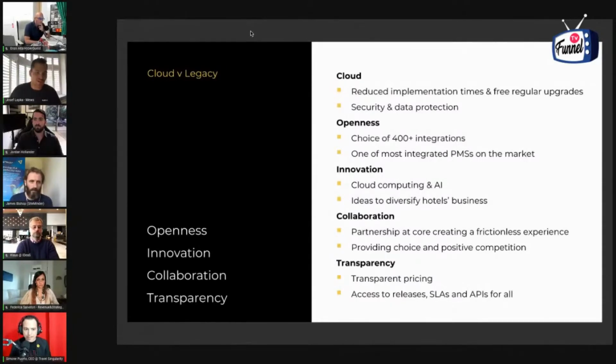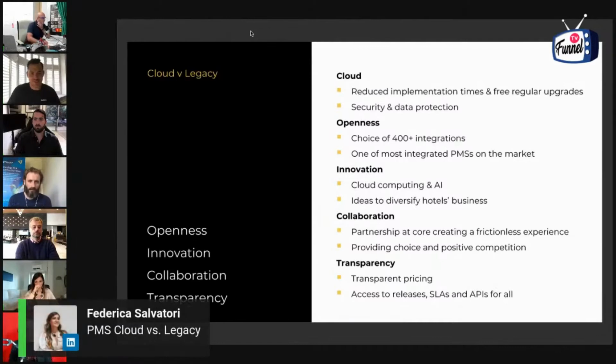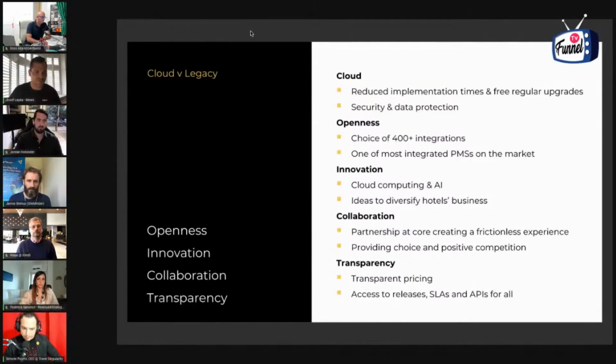Well, first of all, I can't mirror James more, to be honest, because he's spoken about the technology, but also about the values. And the main thing here is that the technology aspects that you can see there, the openness, innovation, collaboration, and transparency that I'm going to be talking about, also have to be mirrored in the values of the company that you're working with and that you are choosing to work with.